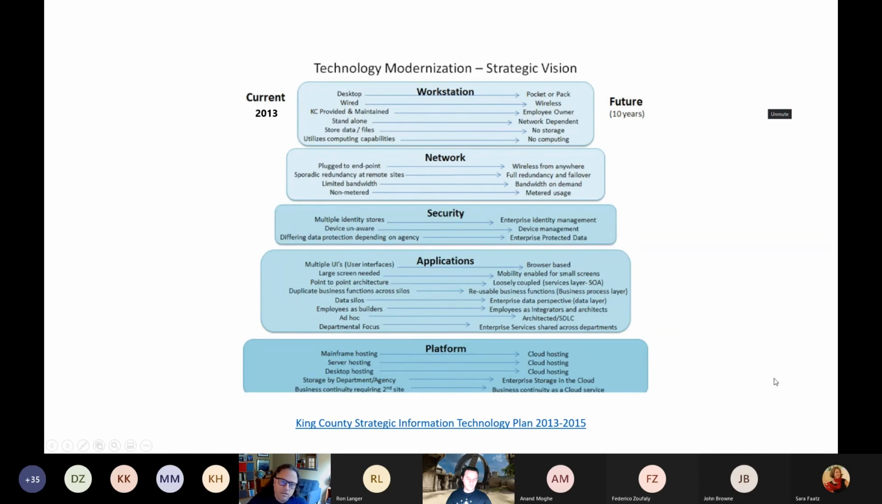And what comes with that is what you see above, layering in security in the network space, moving from hardwired connections to being able to leverage wireless, which enables a workstation strategy of moving from big desktop machines to laptops that we can take anywhere.